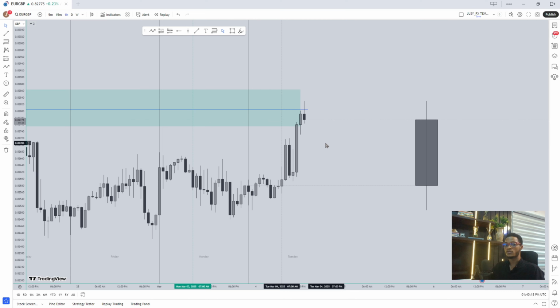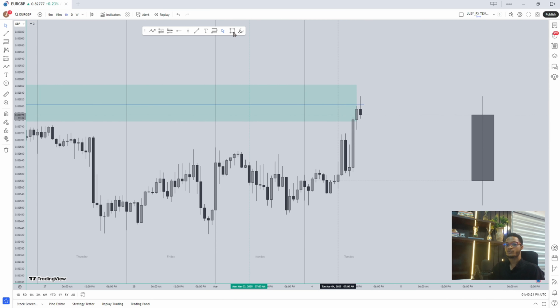And then when I came to the 1 hour time frame, I saw that price all through yesterday, which was Monday, 3rd of March, was just dancing inside this fair value gap, and then I did not take a trade right there.